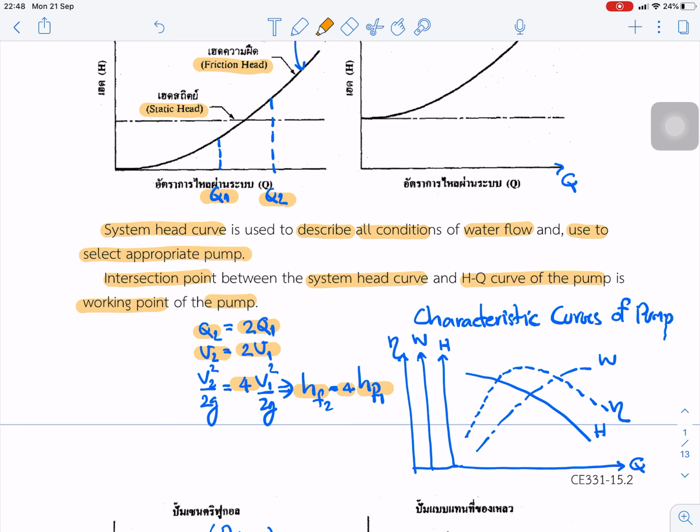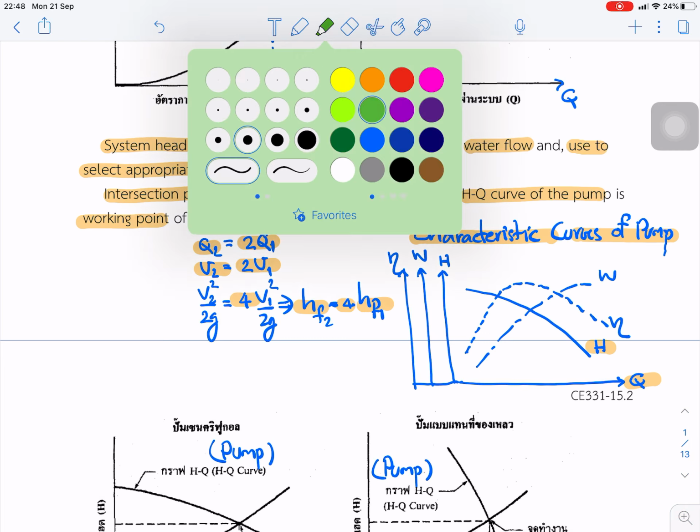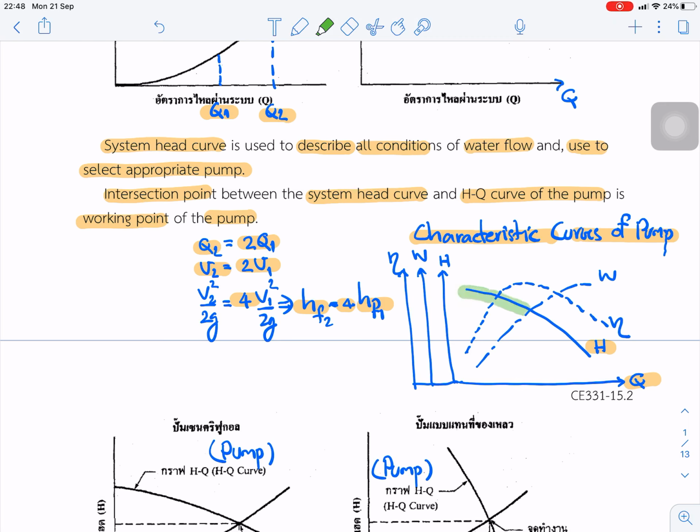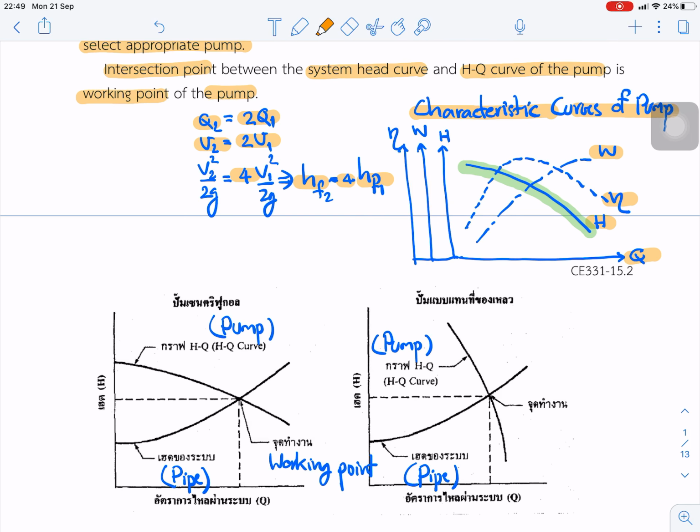This graph shows the characteristic curve of the pump that we learned from the hydraulic lab, and shows the relationship between the pump discharge and head. You see that once Q increases, the head decreases. The others show the relationship between Q and power input, and Q and efficiency. We plot the H-Q curve of the pump here compared to the system head curve.